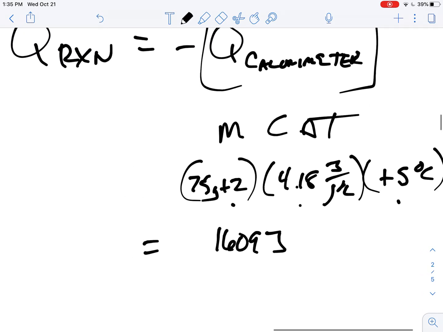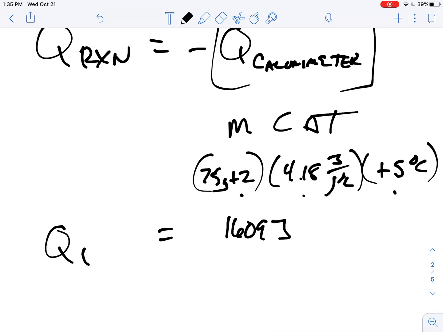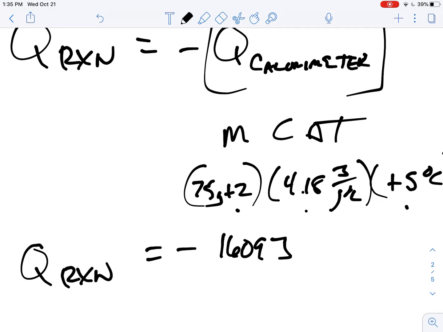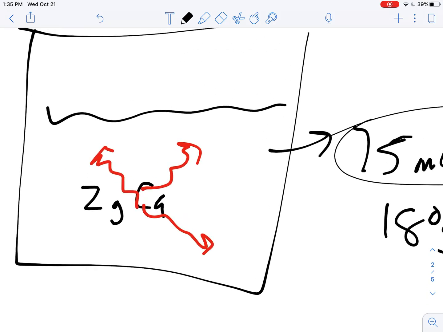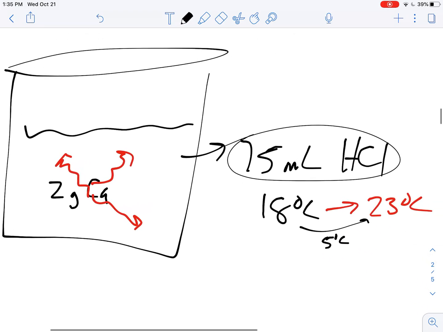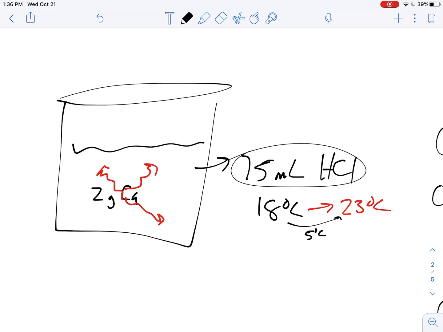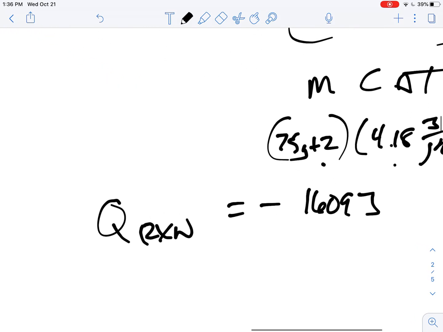But remember, that's what's going on in the calorimeter. I'm interested in what's happening with the chemical reaction. And the chemical reaction is going to be the opposite of that. Think about it. How did this thing get hot? It got hot because the reaction gave off energy. And if it gave off energy, it must be what? Exothermic. And if it's exothermic, then you need to have a negative value, which is why that negative is there.